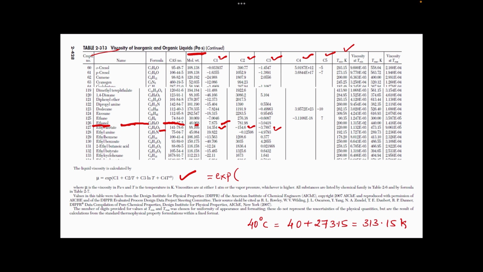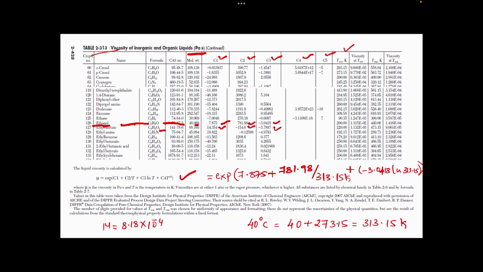That is 7.875 plus the next value, 781.98 divided by 313.15 Kelvin, plus C3. What is C3? That is minus 3.0418 into ln of 313.15. So if you do the calculation, you are going to obtain the value of 8.18 into 10 raised to minus 4. Mu is equal to 8.18 into 10 raised to minus 4.